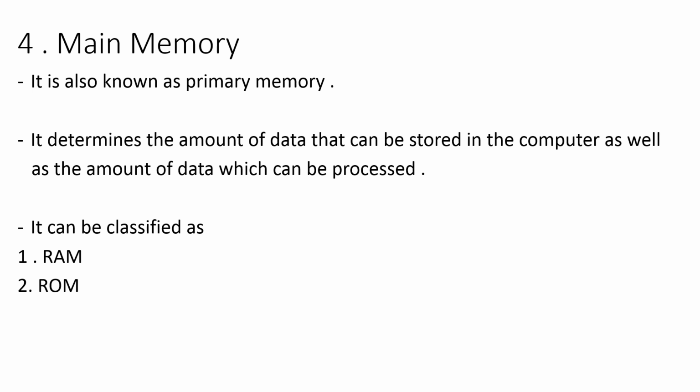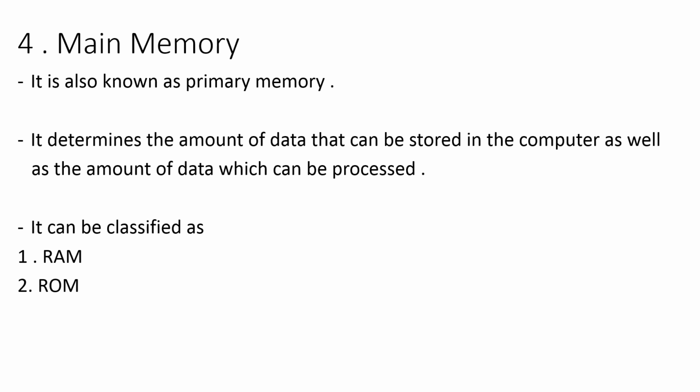Okay, now in the main memory there are two sub parts, that is RAM and ROM. This RAM and ROM again we are going to study further. So in short, what is main memory? It is the primary memory of the computer. And what is the function of the main memory? It determines the amount of data that can be stored in the computer as well as the amount of data which can be processed. And there are two parts of the main memory.